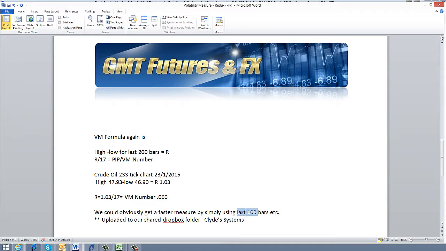A good comment here, which Clyde has made as part of this indicator suite, is that the faster we make this look back period, so if it's 100 bars back, the more dynamic the system's going to be. You can speed up the rate at which this number changes by having a shorter, faster look back period.